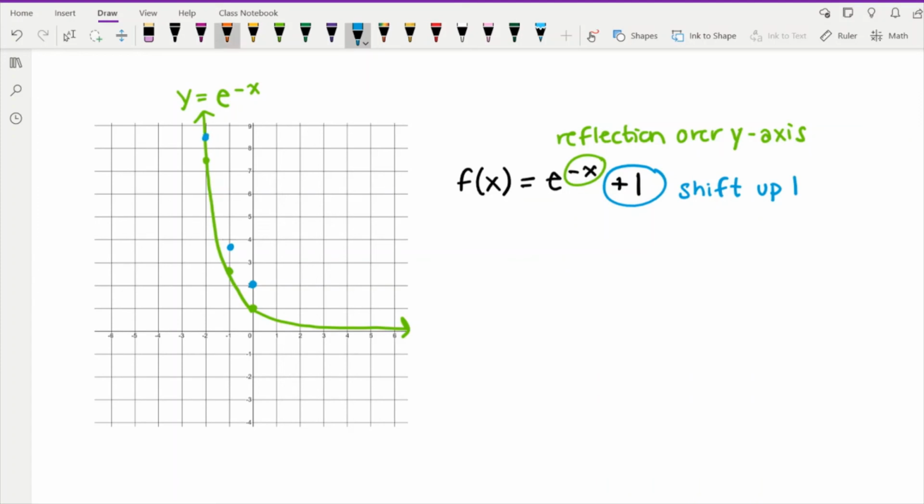And then what about the horizontal asymptote? Well, if we shifted everything up by 1, that means our horizontal asymptote should now be at y equals 1. And so our graph is going to look something like this. So I'll just label this. This is our final graph.